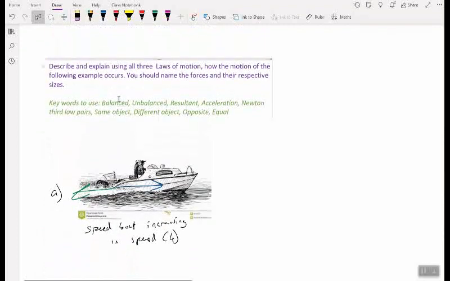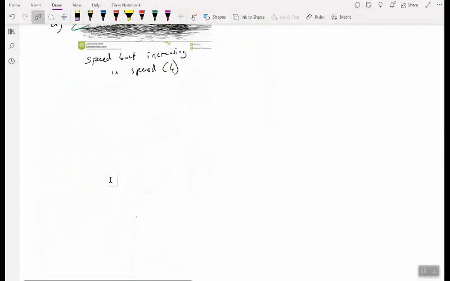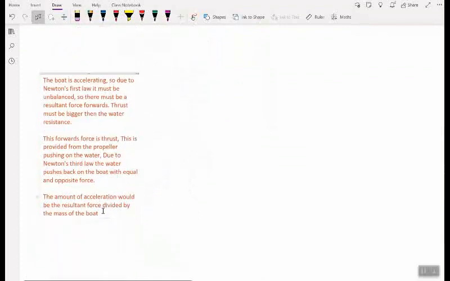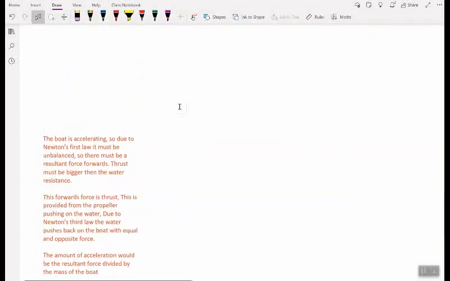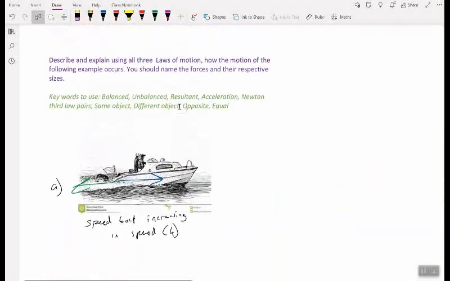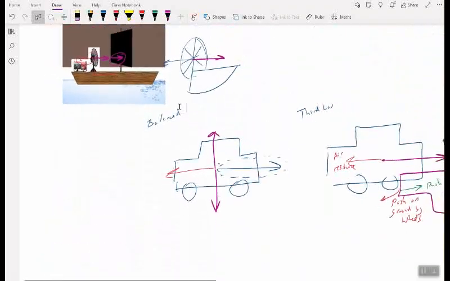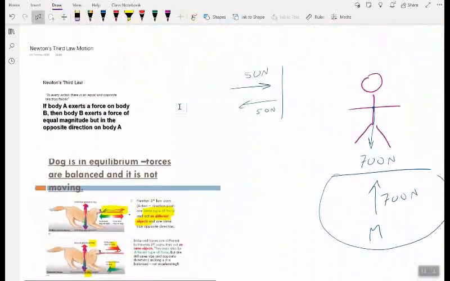What about the second law? We haven't mentioned the second law yet. I remember the second law was about how much acceleration there is. So the amount of acceleration would be the resultant force divided by the mass of the boat. And now we've explained using all 3 laws. But the key thing here that people struggle with is this third law bit. People end up being fine with Newton's first law, they eventually learn it from reading the revision guide and watching videos, so they get whether something's balanced or unbalanced. But people really struggle with what we've talked about here about Newton's third law.